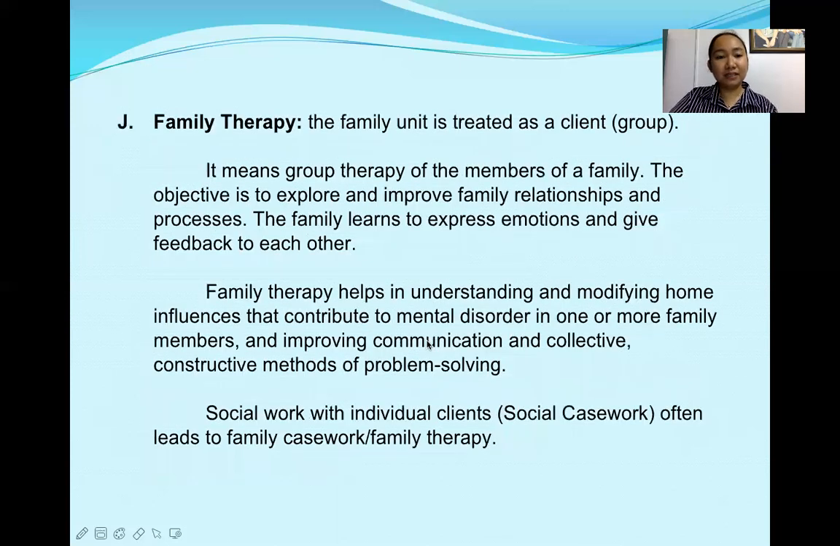And the last for this discussion is family therapy. So this is looking into the family unit as a client or as a group. So it is being done with and for the members of the family so that they can explore and improve family relationships and processes. They get to learn to express their emotions, and they can give feedback to one another. They can solve problems together, understand that they are sharing many things, one of which is their roots, and at the same time culture and concerns.